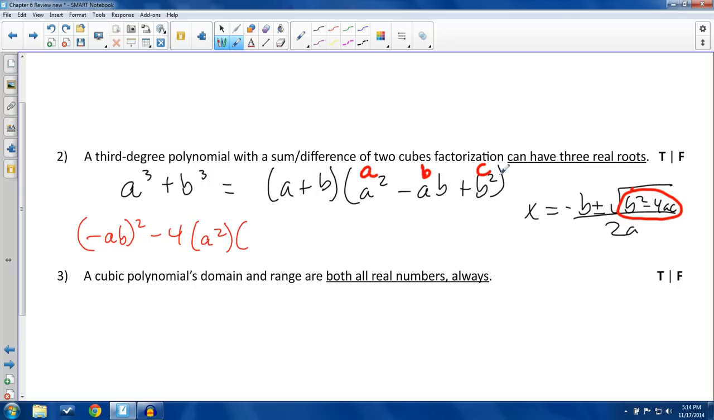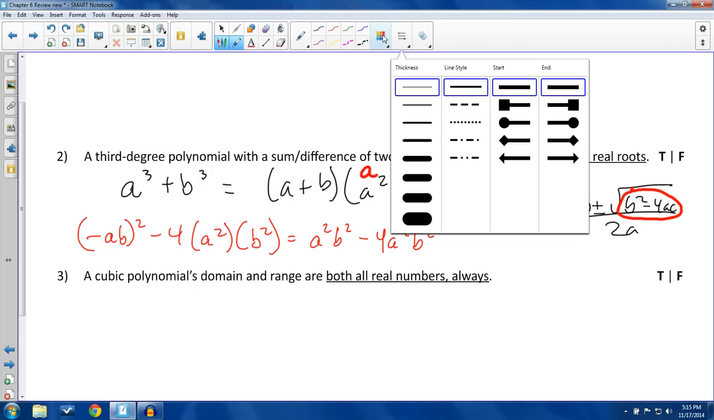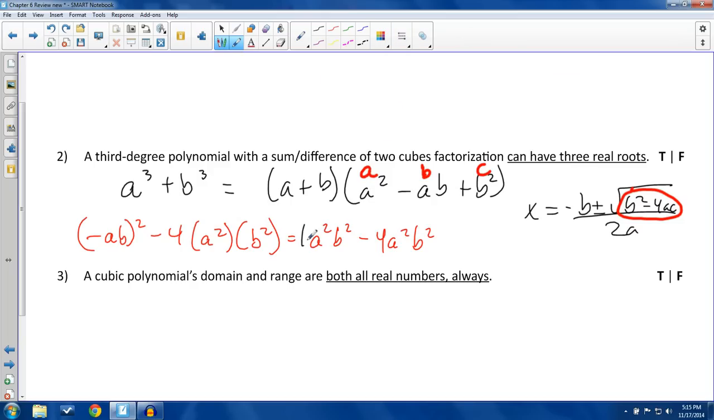Now the reason why I'm using these letters is because there are numbers that would go in for these letters. So I need to make sure that you see that even if I use numbers, the same thing will still apply. Okay, negative ab quantity squared, that's negative a squared times b squared. Negative a squared is positive, a squared b squared, and this is minus 4a squared b squared. Ooh, can we combine like terms here? Absolutely. This is 1a squared b squared minus 4a squared b squared. That's negative 3a squared b squared.